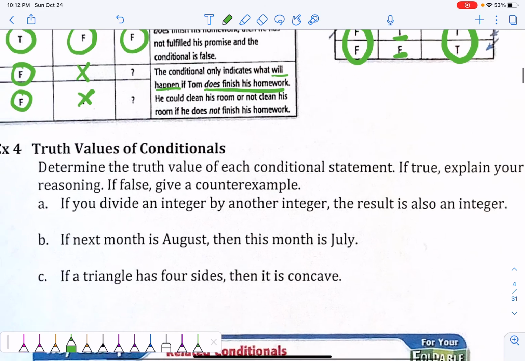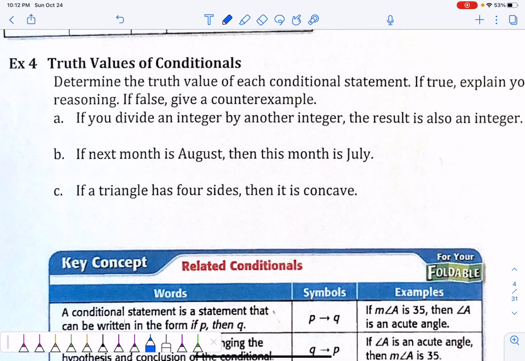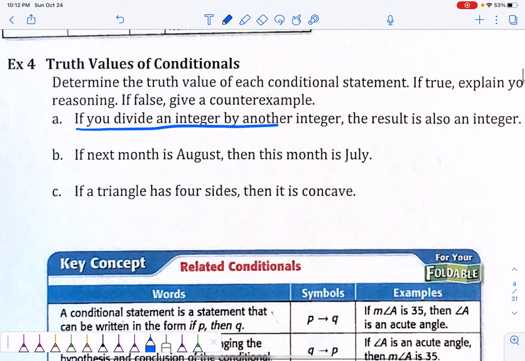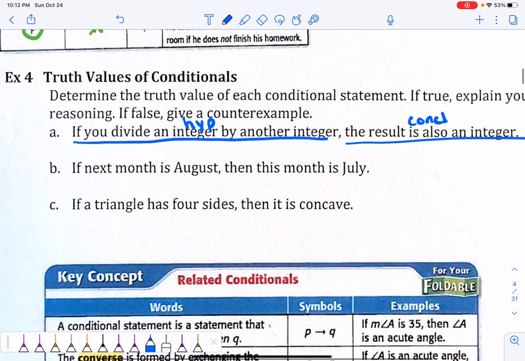Okay, so here's the deal. Let's go down to these and let's identify the truth value of these guys, all right? So if you divide an integer by another integer, then the result is also an integer, okay? So this is the hypothesis, and this is the conclusion, okay? So we're going to talk about the truth value of these individually, okay? So if you divide an integer by another integer, you're allowed to do that. That is true. We can do that. But the result is also another integer, okay? So let's think about this. If we divide an integer by another integer, like let's say we divide 6 divided by 2, right?